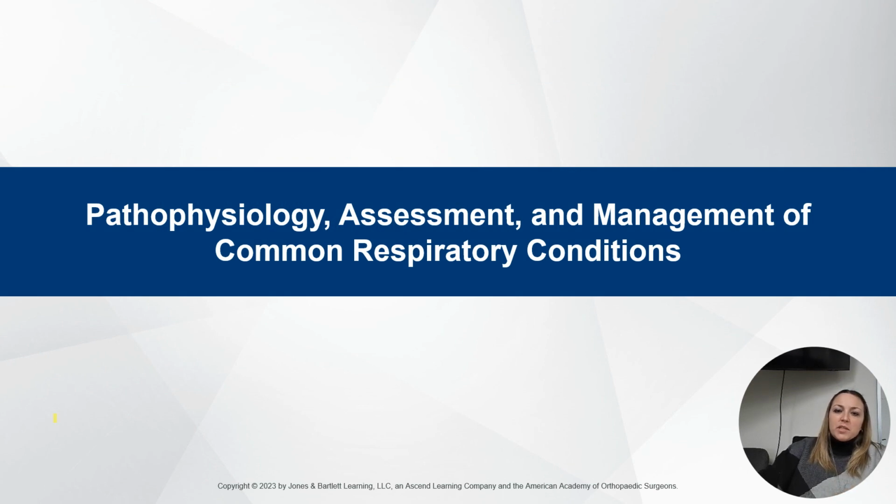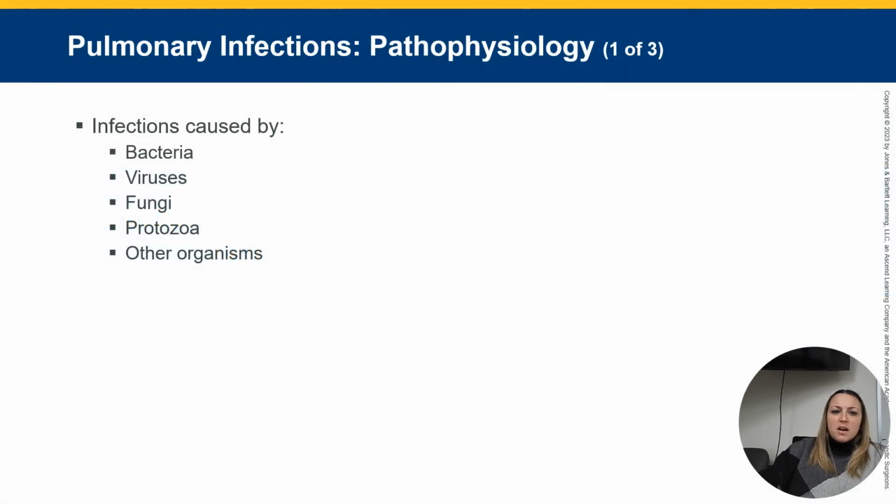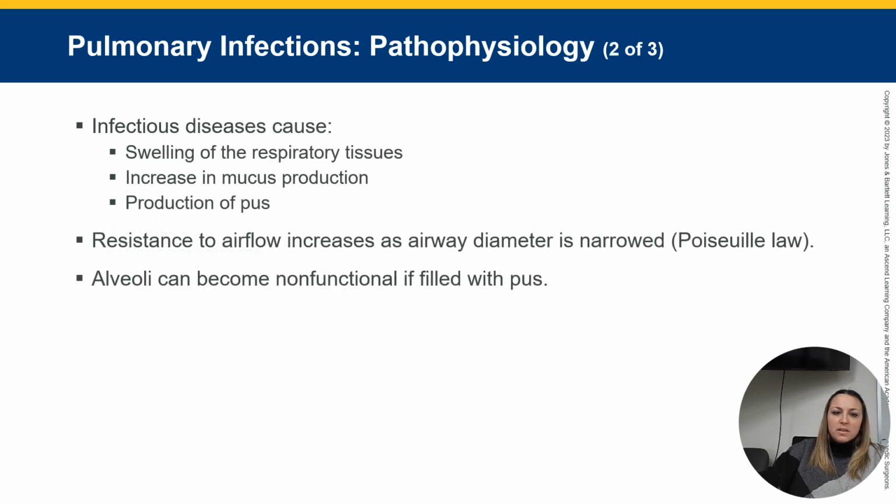Some other common respiratory conditions we're going to talk about here, we're going to look at different infections caused by bacteria, viruses, fungi, protozoa, and other organisms as well. But infectious disease causes swelling of the respiratory tissues. It can cause increased mucus production, as I'm feeling right now, as I have this upper respiratory thing going on, and I'm going to use a tissue here in a second.